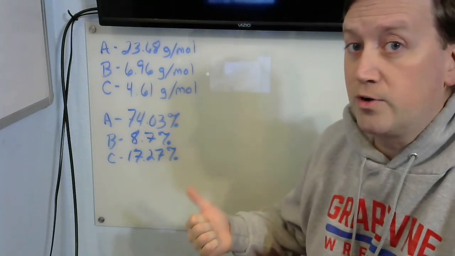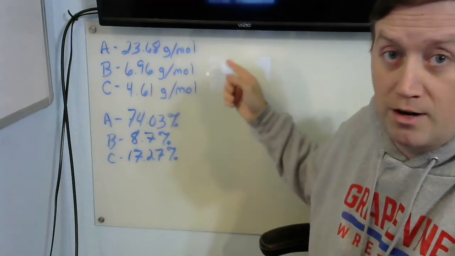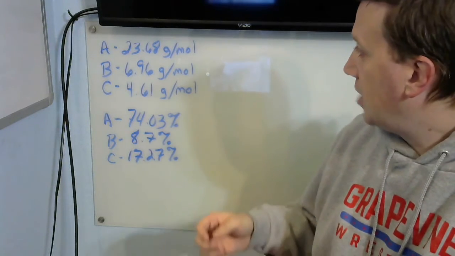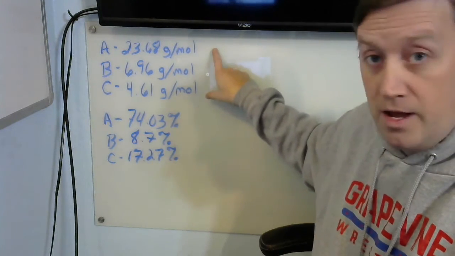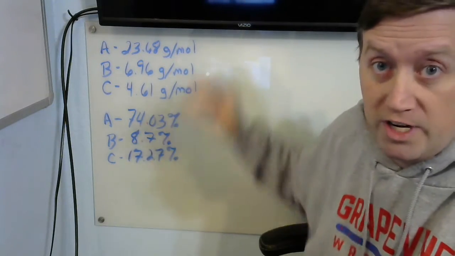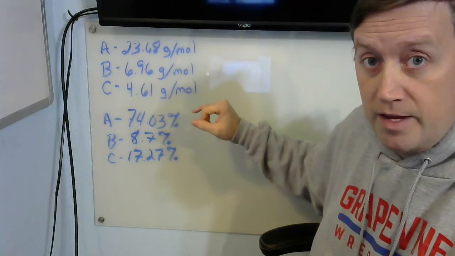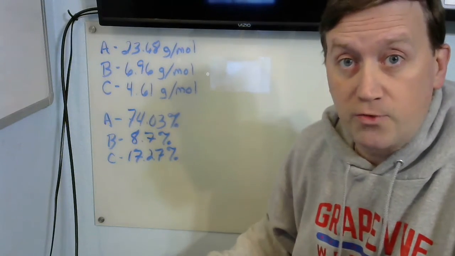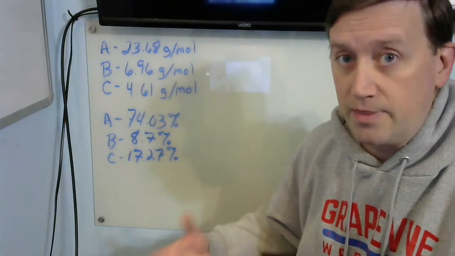Okay, let's walk through how to solve this problem. Over here, I've written down all of the information from the question. So up here we have the molar mass, the grams per mole for each of the three elements in the compound. And then down here I have the percentages for each of the three elements in that molecule.